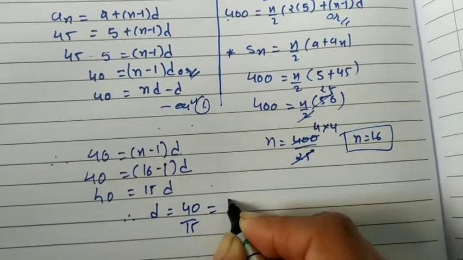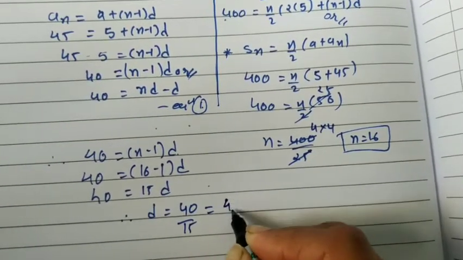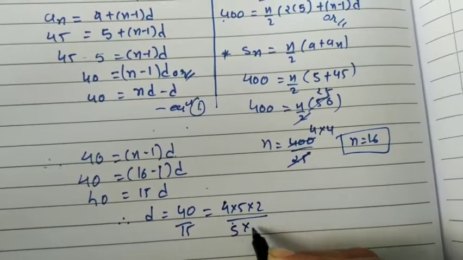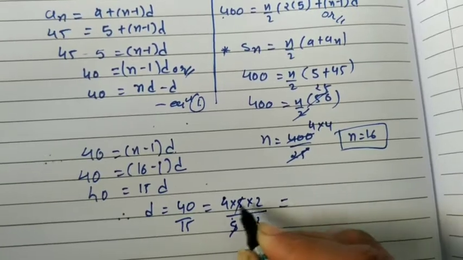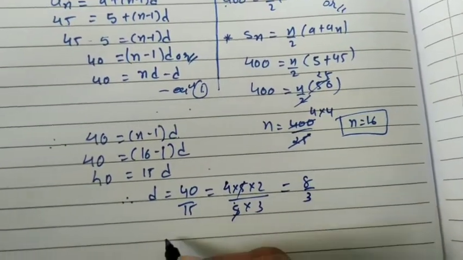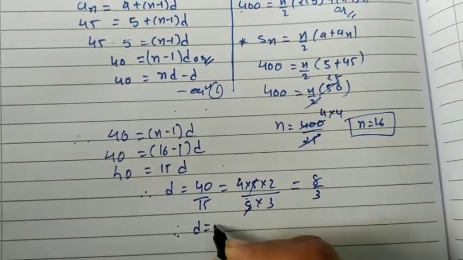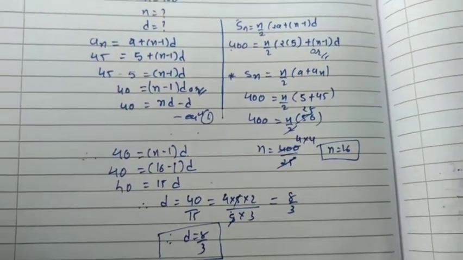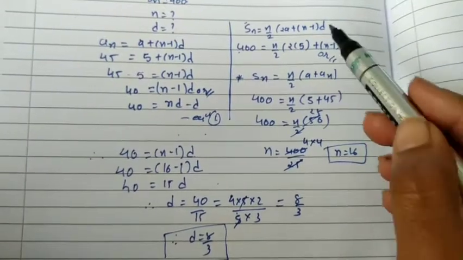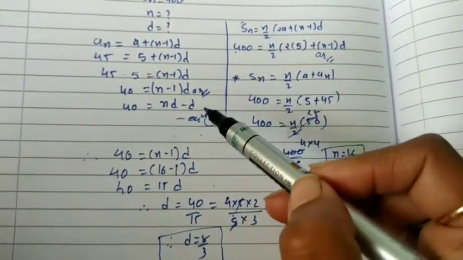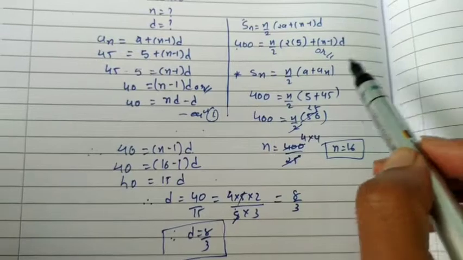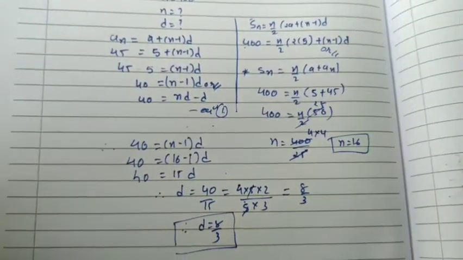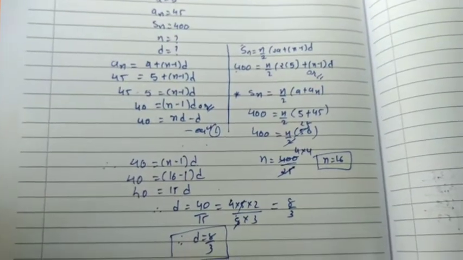So let us solve it. So how we will solve? So we can write it as 5 twos are 10 into 4 and this is 5 threes are 15. So our answer will become 4 twos are 8 upon 3. So here we got the difference as 8 upon 3. This is the concept of this question. Here so many methods are there that you can use. If you are getting two equations, you can solve it by elimination method too. That depends on the question.